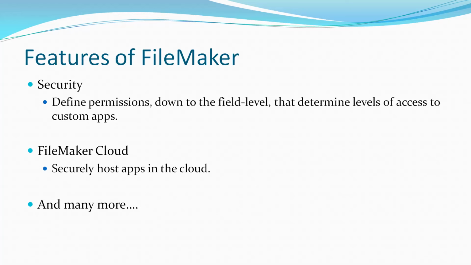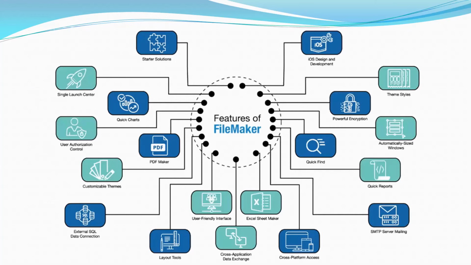And apart from these highlighted features, there are other features of FileMaker. The bigger picture of features for FileMaker you can see here is that they have the option for creating reports. You can create PDFs using FileMaker PDF Maker, and there is FileMaker user authorization control. You can easily and quickly create charts using the quick chart feature. And the best part that I have discussed earlier is that it has some predefined templates, like for inventory and assets. You can use those and you can easily build your app.